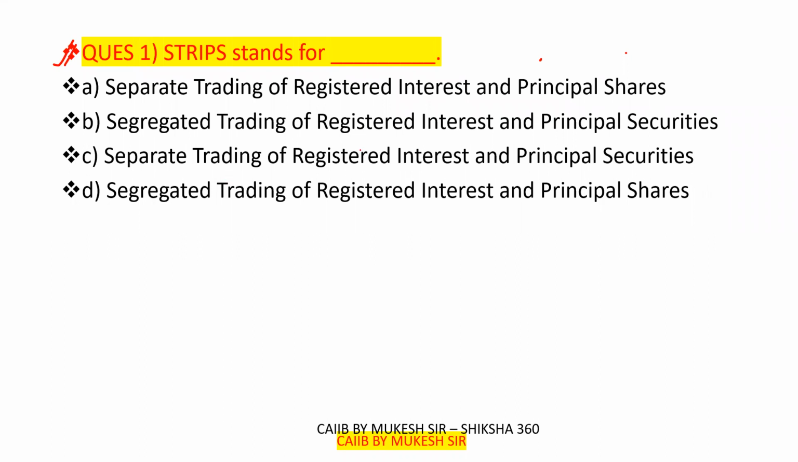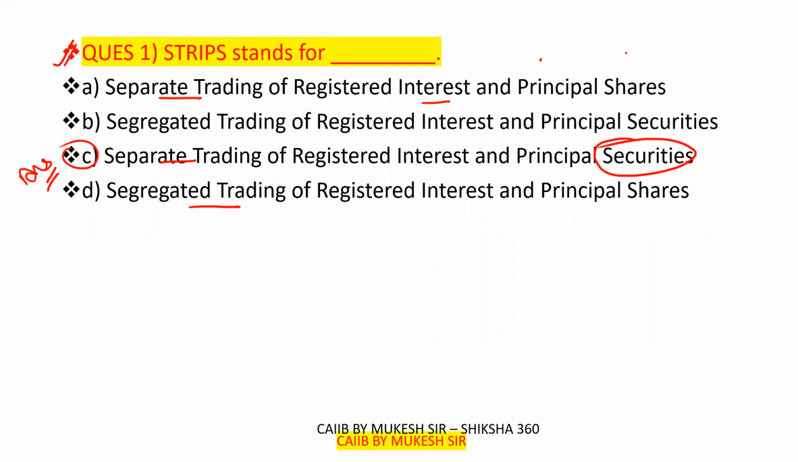Third one is separate trading of registered interest and principal securities. Fourth one is segregated trading of registered interest and principal shares. So what is the correct answer? It is separate trading, ST, that is separate trading. So either option A or option C, of registered interest and principal securities. Option C is the correct answer here. Please remember that.